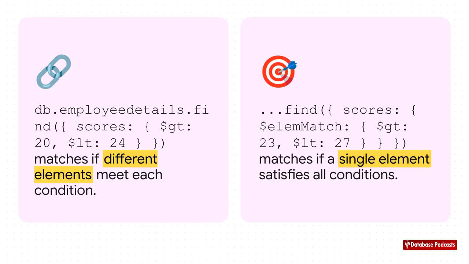And this slide is absolutely crucial. Look at the query on the left. That one is pretty loose. It'll match if one score is greater than 23, and some other score is less than 27. The conditions can be met by totally different elements. But the query on the right using $elemMatch is strict. It says a single element in that array has to satisfy both conditions at the same time.